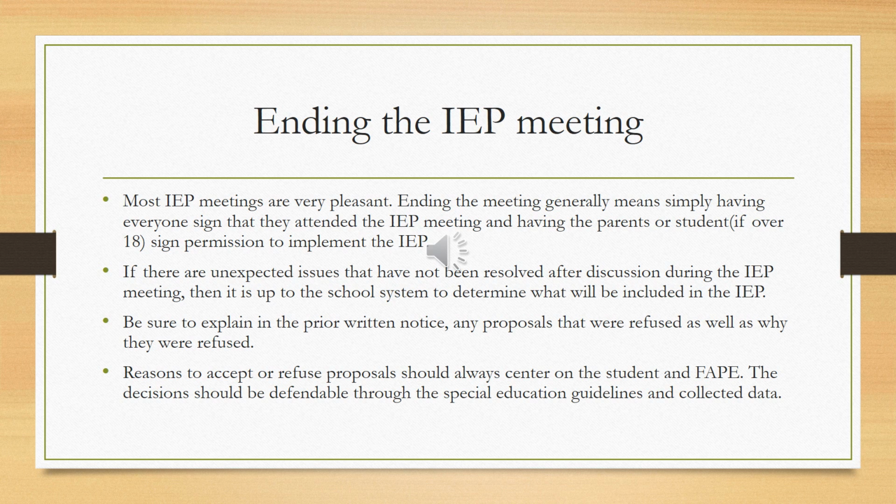If you are having to explain in a prior written notice why you refused a proposal, be sure that you always focus on the IEP and whether it is providing FAPE for the student. The decision should be defendable through the special ed guidelines and by your data that you've shared at the meeting.